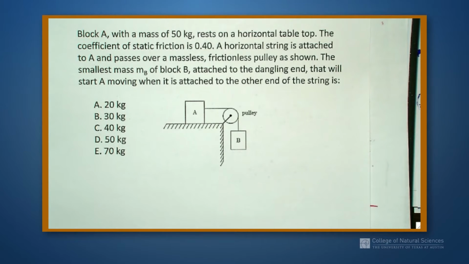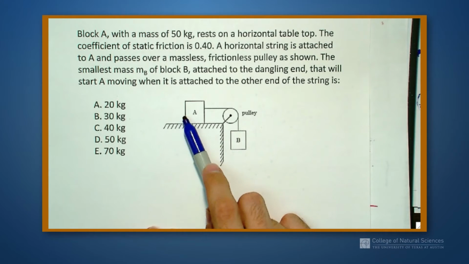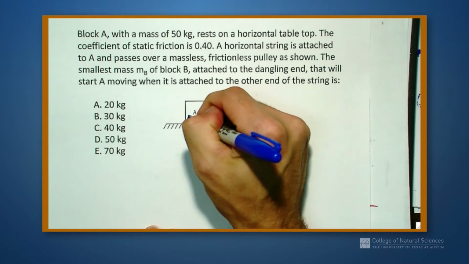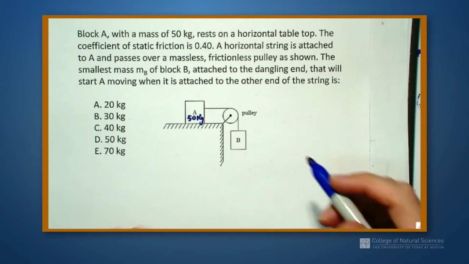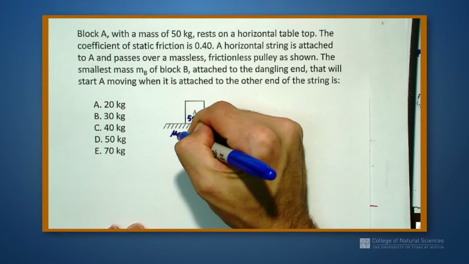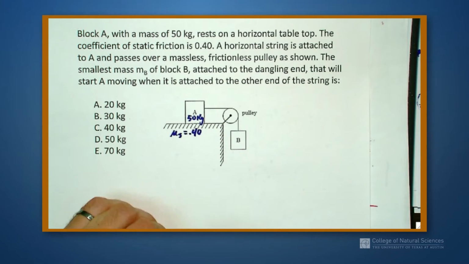Okay, so this problem says that we have a block A, which has a mass of 50 kilograms, at rest on a horizontal tabletop. And the coefficient of static friction, mu s, is equal to 0.40. It's a unitless number. A horizontal string is attached to pull over a massless frictionless pulley to a different block, block B. It's a small mass of mB, and it's dangling from the end.